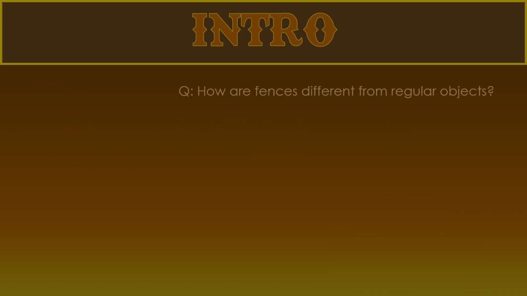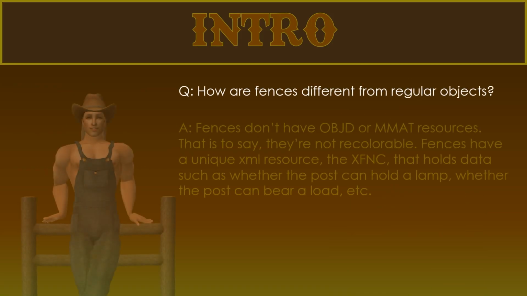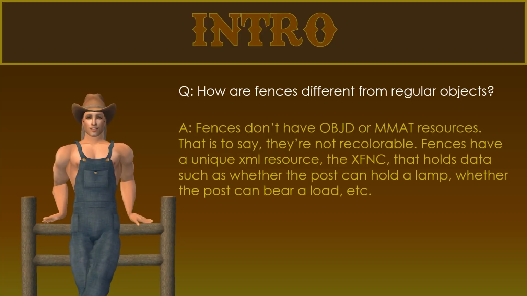How are fences different from regular objects? So with a normal object, you're going to recolor via the MMAT, which reads the OBJD. But fences don't have recolor. So if you need a new color for a fence, you would just have to clone it. There's not much we can do about that.